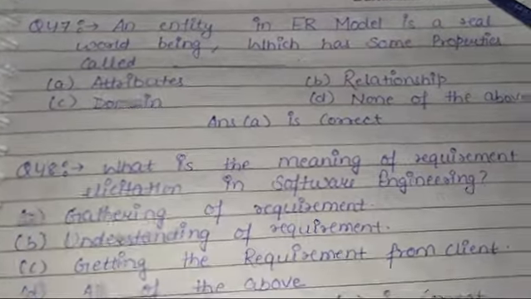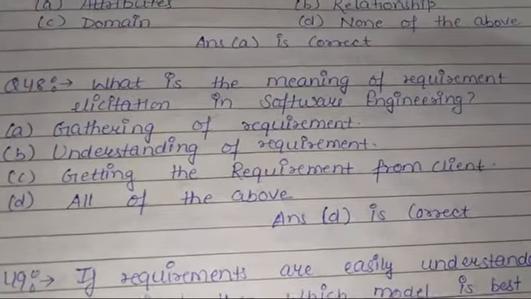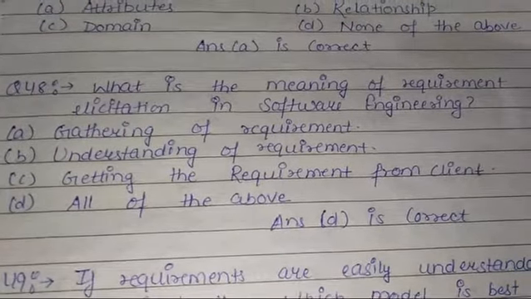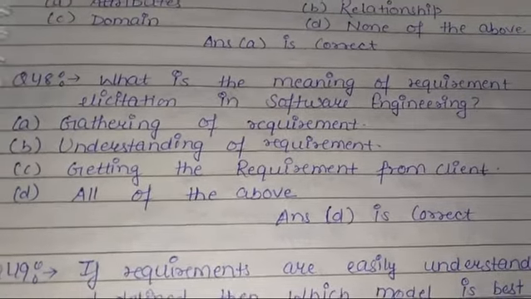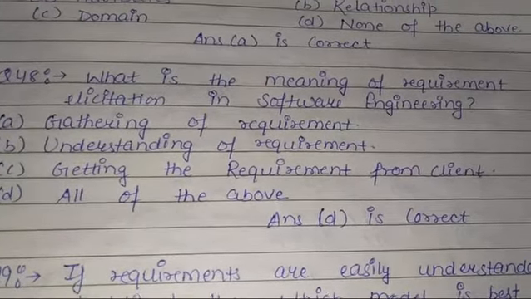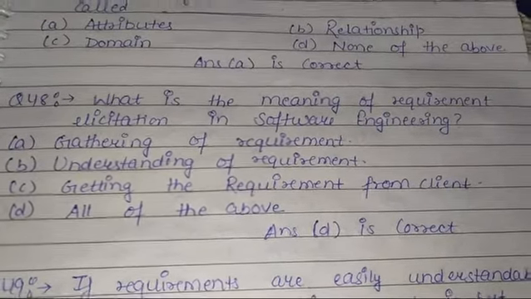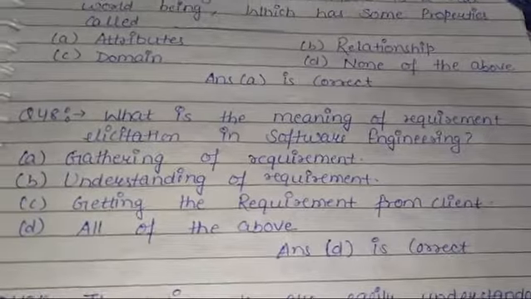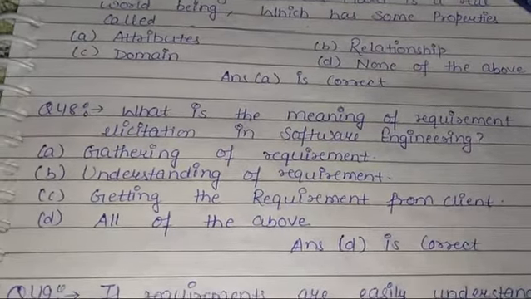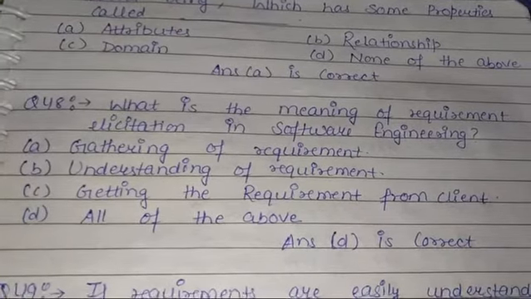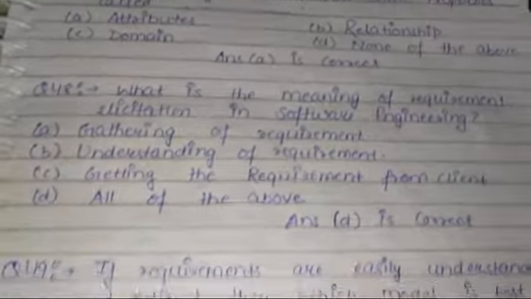Okay. Question 48. What is the meaning of requirement elicitation in software engineering? A. gathering of requirement, B. understanding of requirement, C. getting the requirement from client and D. all of the above. So requirement elicitation means all of these: gathering the requirement from the user, understanding the requirement, or getting the requirement from the client. Answer D is the correct answer.